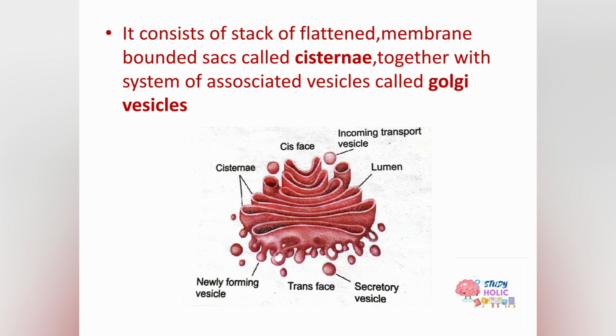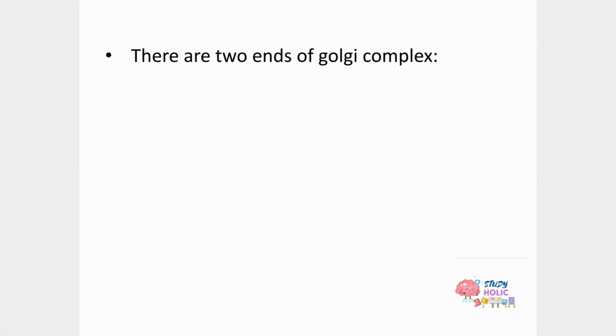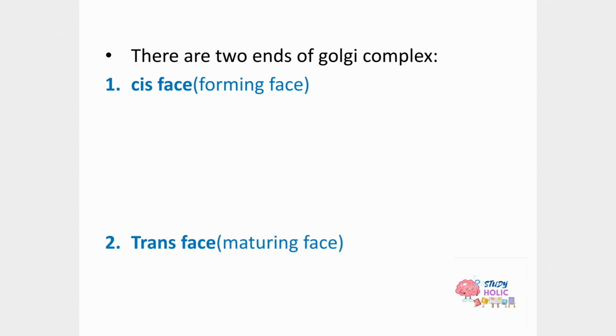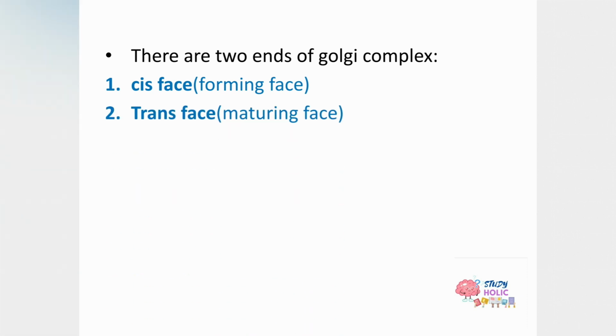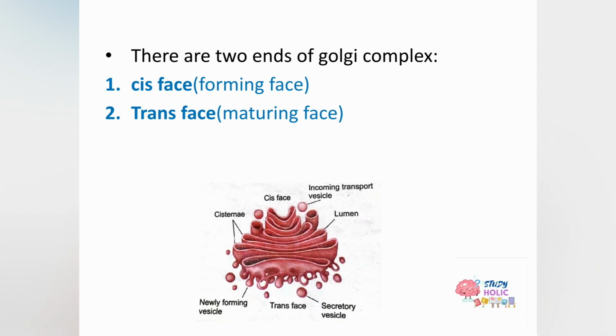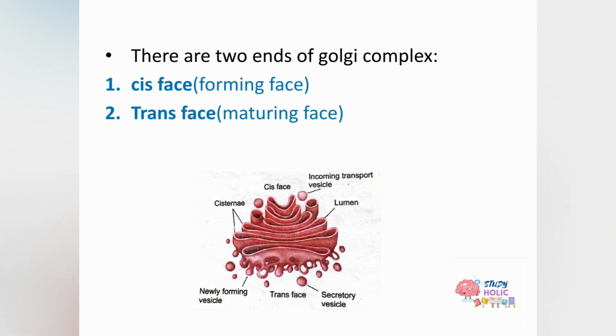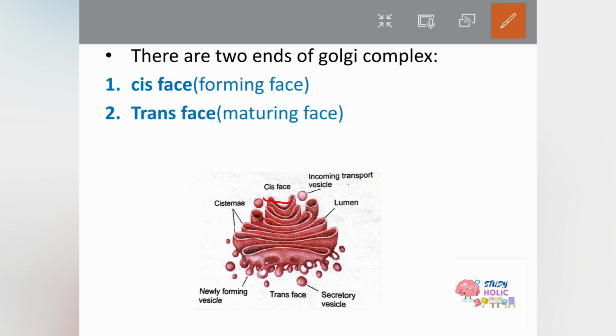Now let's talk about the ends of Golgi complex. There are basically two ends, that is cis phase, the forming phase, and the trans phase, also known as maturing phase. Here in the diagram, you can see this is the cis phase and this is the trans phase.